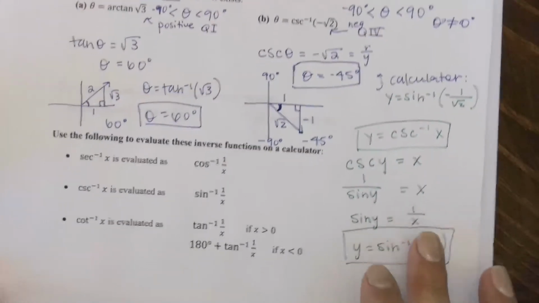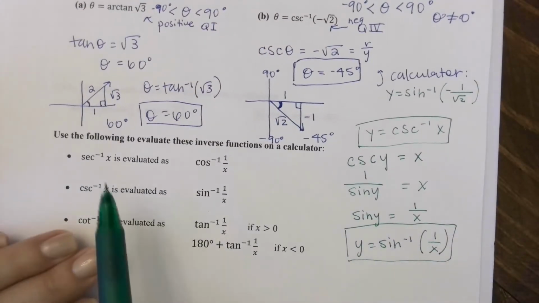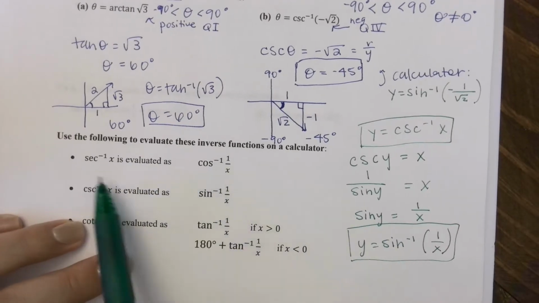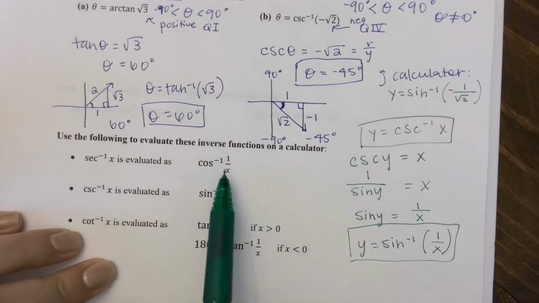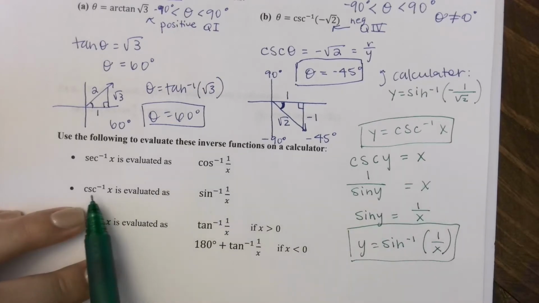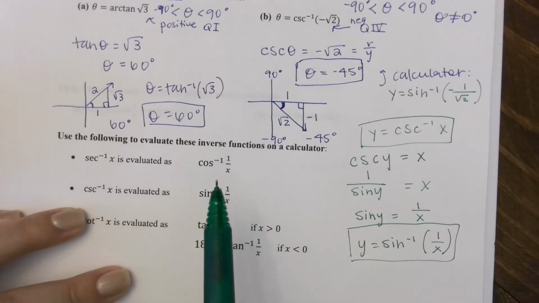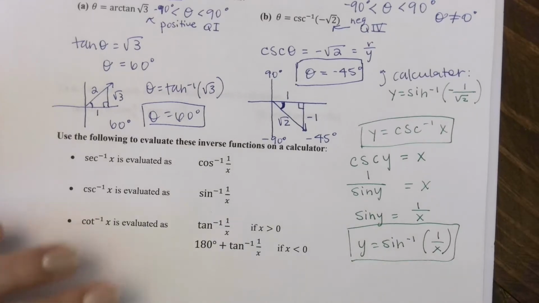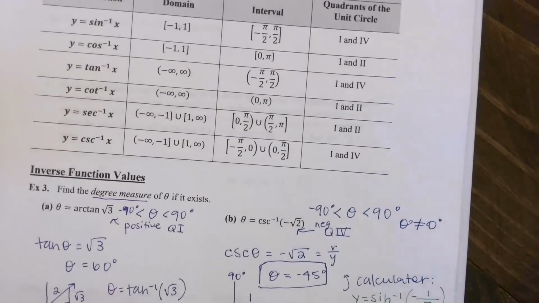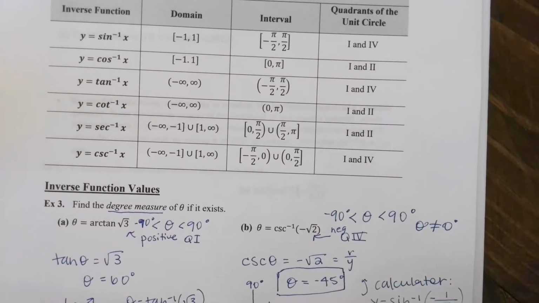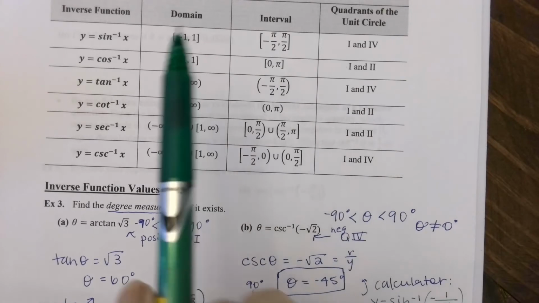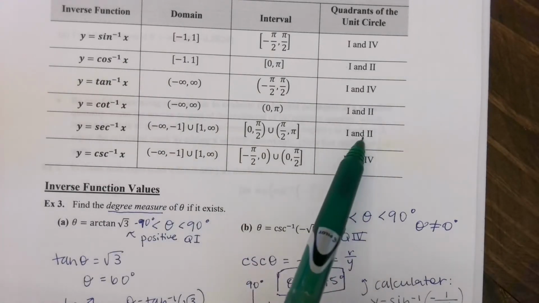This works for secant and cosecant. Secant's reciprocal is cosine, so if you wanted to evaluate the inverse secant function, you would put cosine inverse of 1 over x in your calculator. As for cosecant, which we just did, you would put sine inverse of 1 over x in your calculator. These work out all the time for any quadrant, because recall from our previous video that sine and cosecant are both in quadrants 1 and 4, and cosine and secant are both in quadrants 1 and 2.